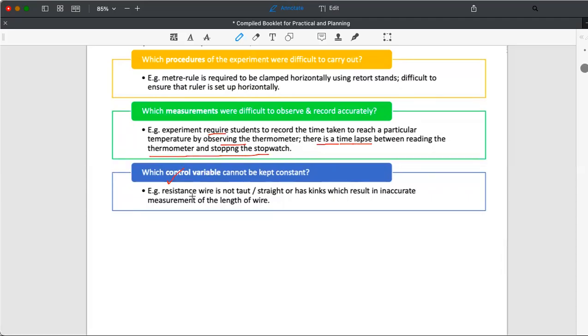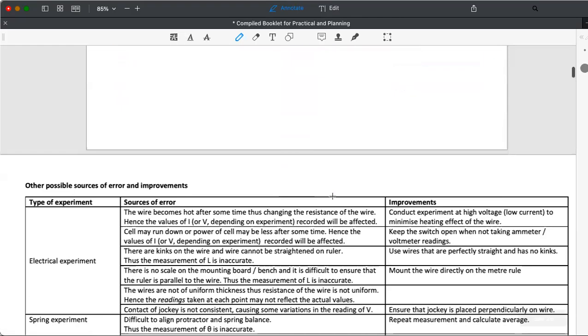For example, in the experiment on electricity, right, the resistance wire may not be taut or straight or may have nicks that result in inaccurate measurement of the length of the wire. So the resistance wire itself may be a problem because it's supposed to be straightened. But when it's not straightened, then the length measured will not be accurate. And you know that it's impossible to straighten it perfectly, so it causes inaccurate measurement.